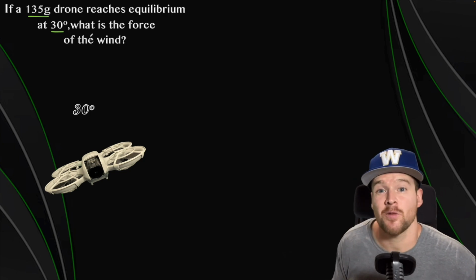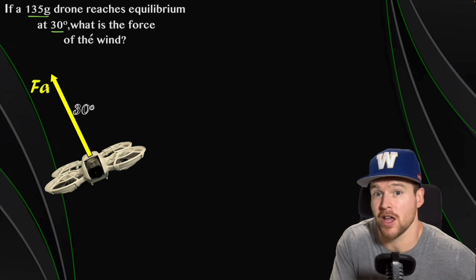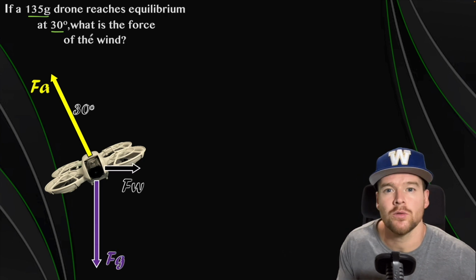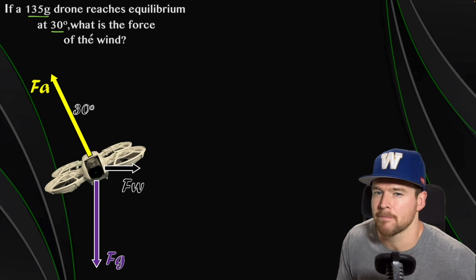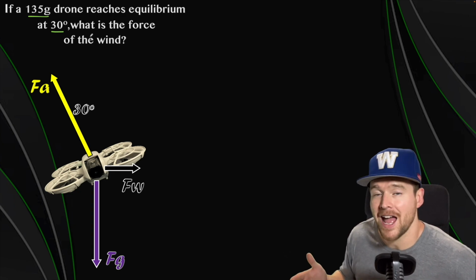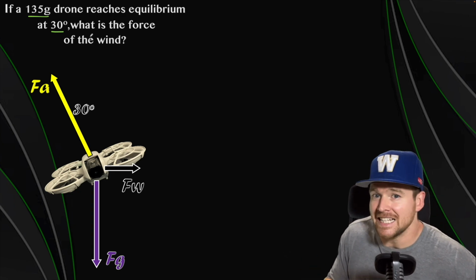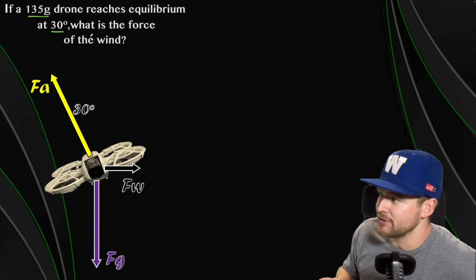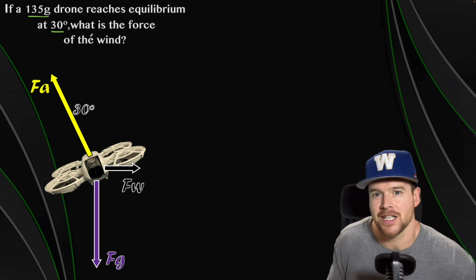Same as before, we're going to start with our free body diagram. So we're going to draw the three forces: force applied, force gravity, force wind. We've got all our forces, so we're not going to miss anything. Next, we're going to write our formula for F net, the sum of the forces. Now, it's common here that students say, okay, F net is equal to FA plus FW plus FG. That actually doesn't work in this case.